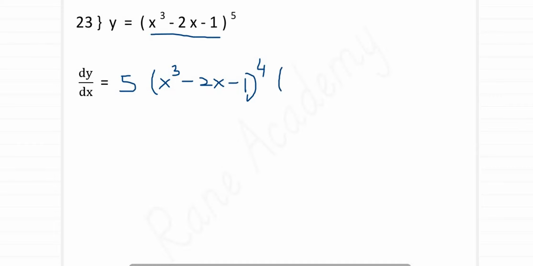So we differentiate it. The derivative of x cube is 3x square. So we write 3x square, then minus 2 as it is, since the derivative of x is 1, and 3 is a constant whose derivative is 0. So the answer is 5 times (x cube minus 2x minus 1) whole raised to 4 into (3x square minus 2).